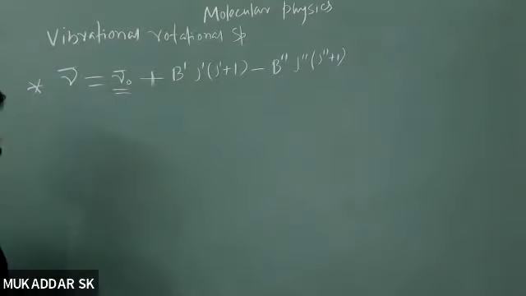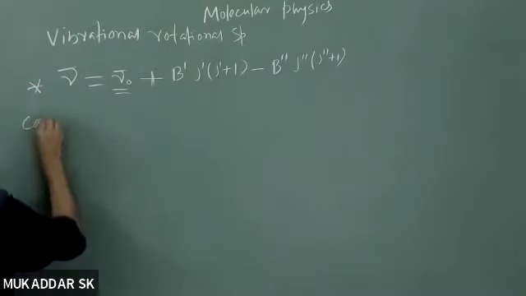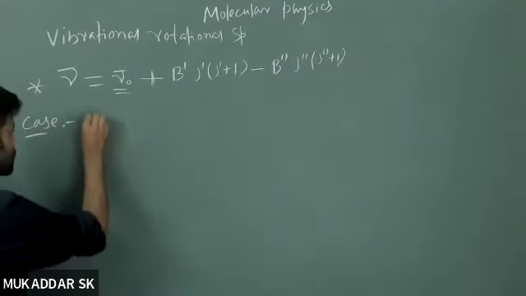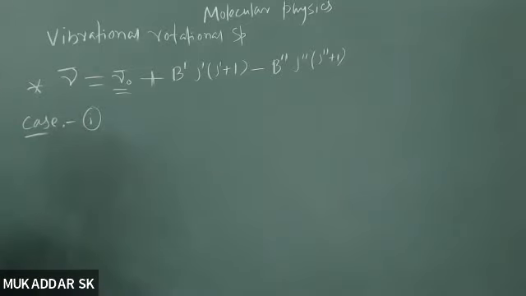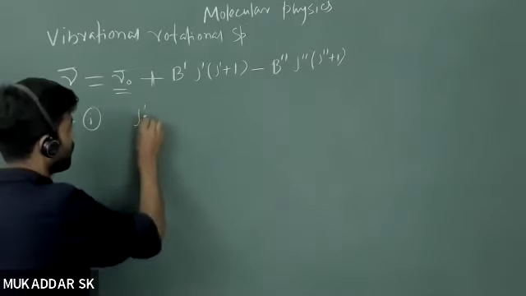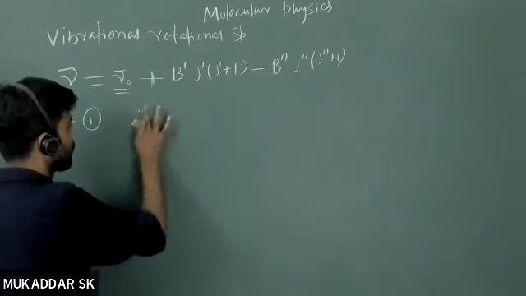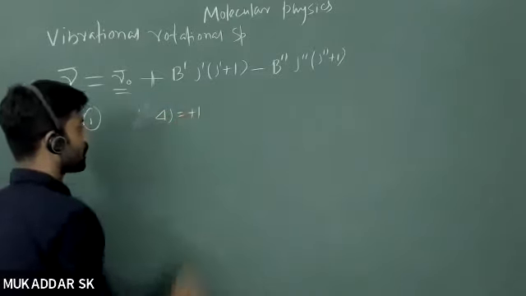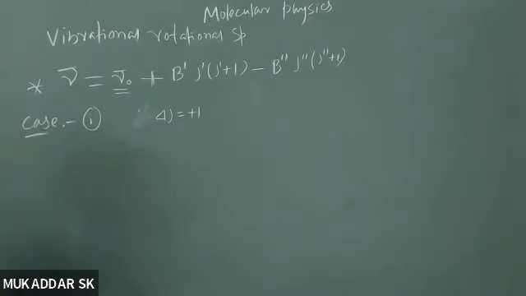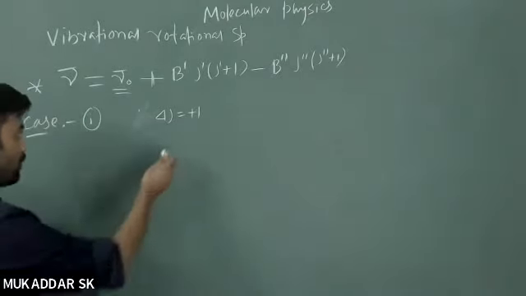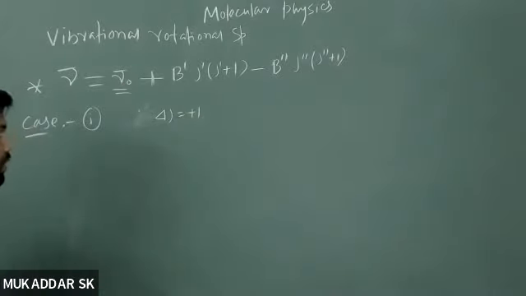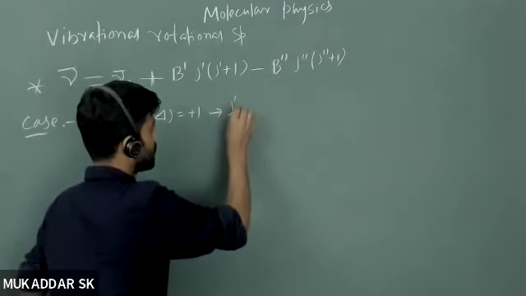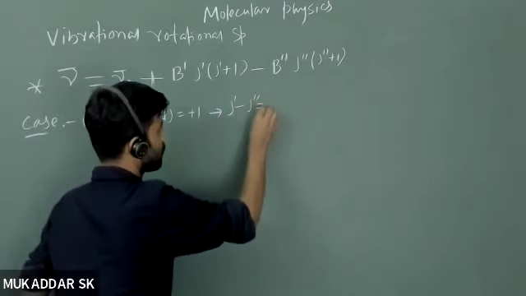Okay, so now we'll have two cases. So let me discuss first case 1, or let me write it in short notation, that is delta J equals plus 1. Because we have two selection rules, that is delta J plus minus 1. So we'll discuss one by one. So let me discuss first delta J equals plus 1. What does it mean? It means J dash minus J double dash should be equal to plus 1.